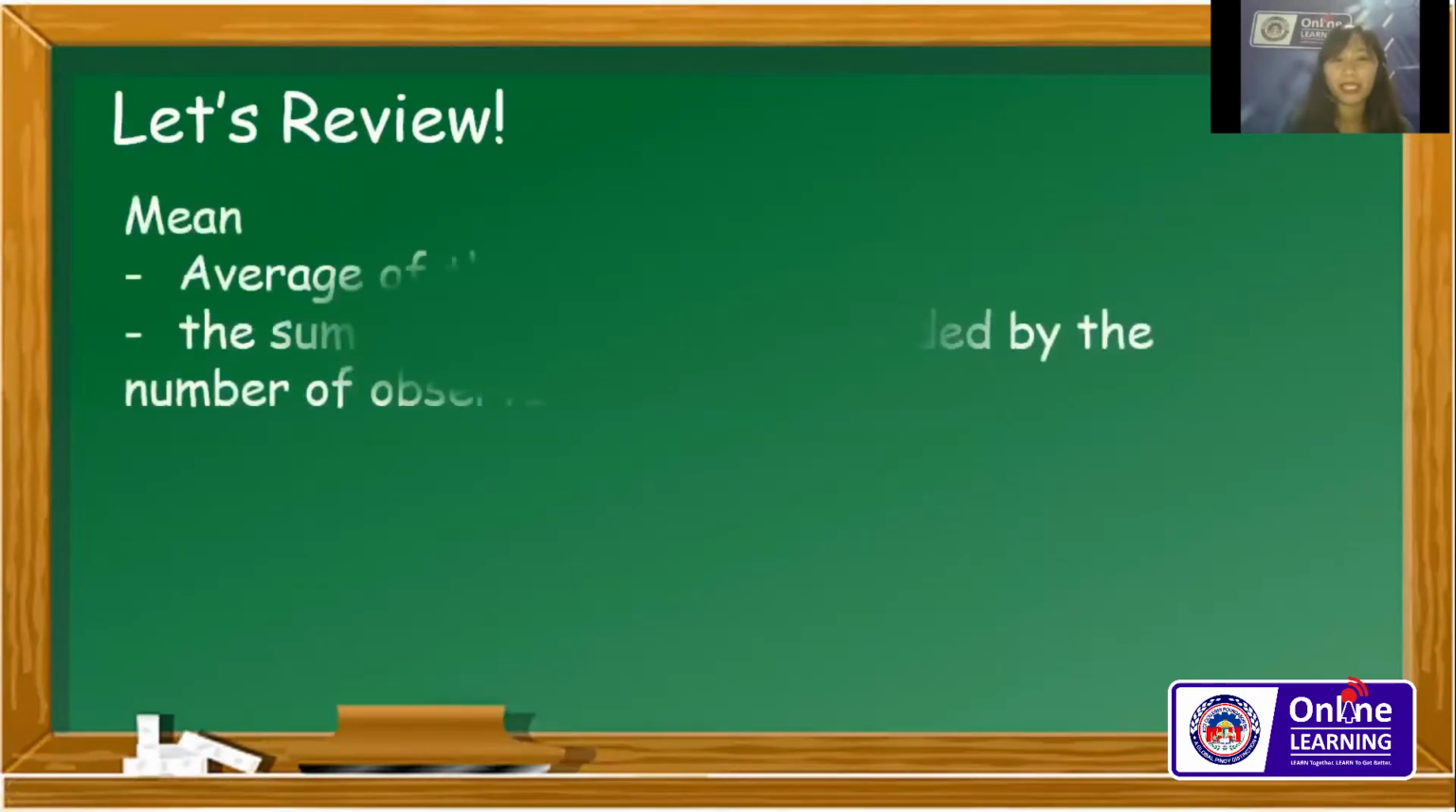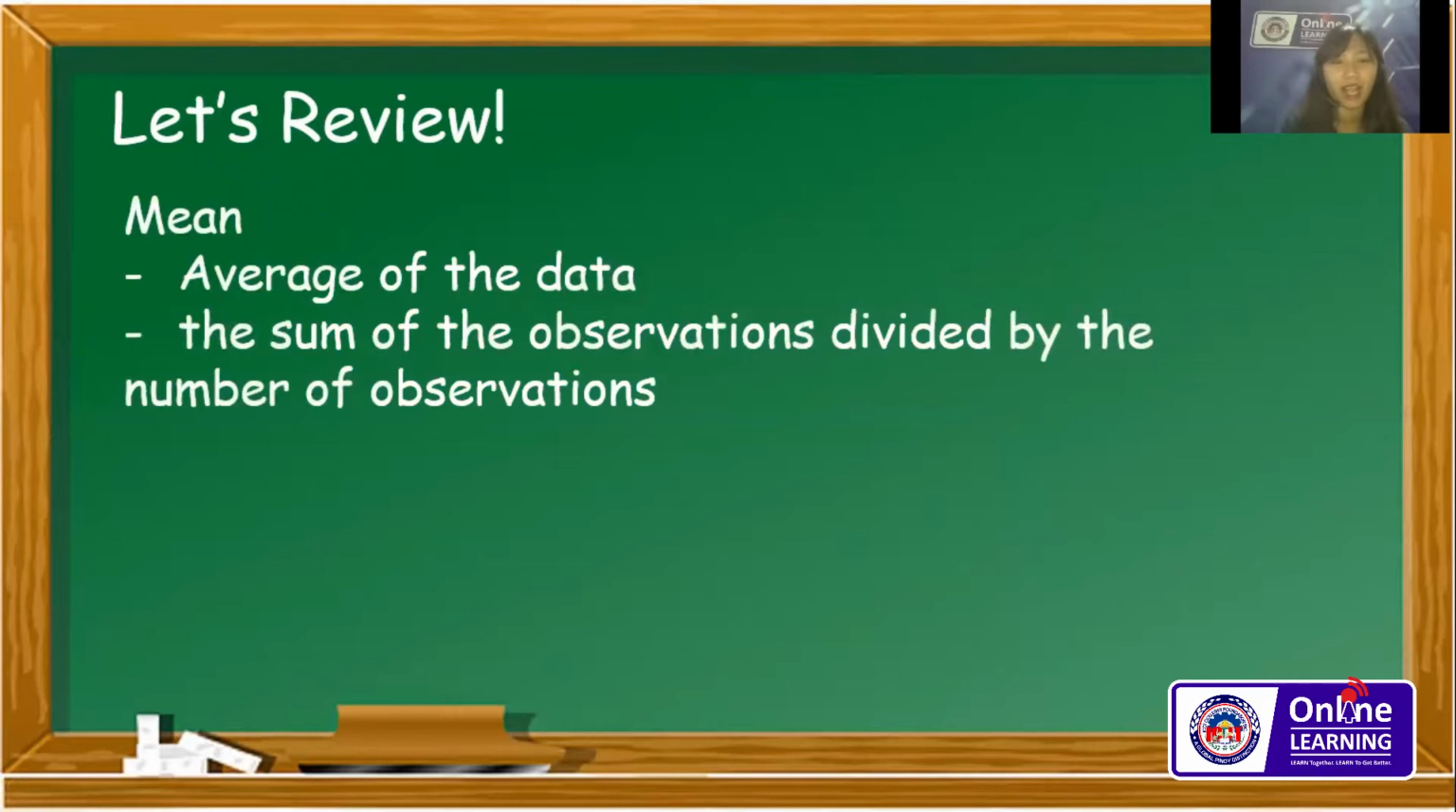Mean, that is the average of the data. How do we get the average of the data? By adding or getting the sum of the observations divided by the number of observations, or by adding all the data and dividing by how many there are.